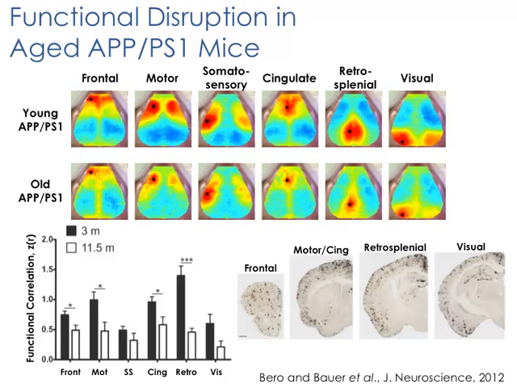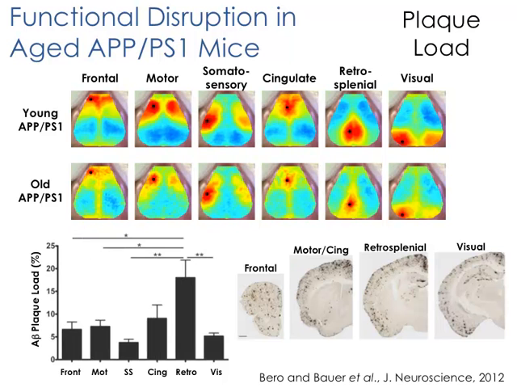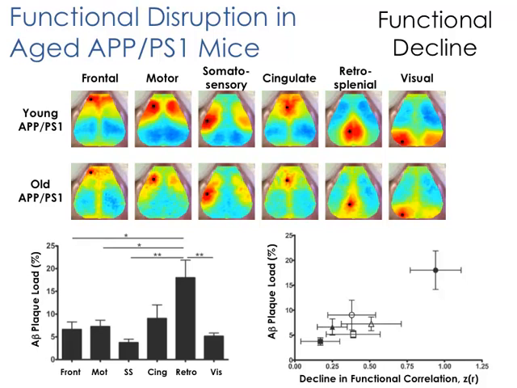Then we do histology and characterize plaque burden in these animals. And you can see that retrosplenial cortex looks like there's a lot of plaques. Cingulate looks like it has a lot of plaques, but other regions like visual don't harbor a lot of plaques. So we'll characterize them, and then we'll plot plaque load as a function of functional connectivity decline. Regions that don't exhibit a lot of plaques also don't seem to have a lot of functional connectivity disruption, whereas regions that harbor a lot of plaques are more affected.